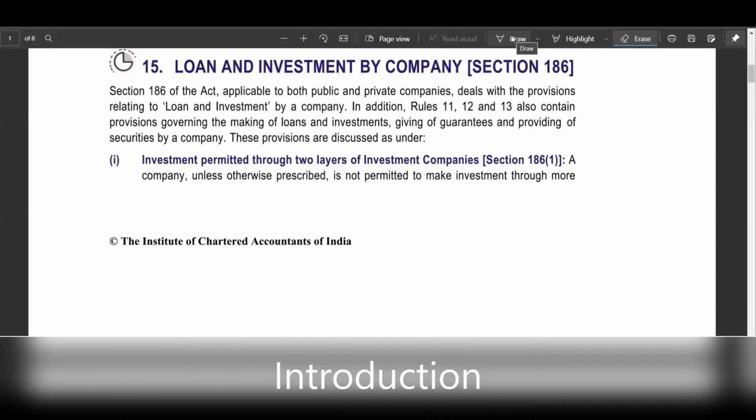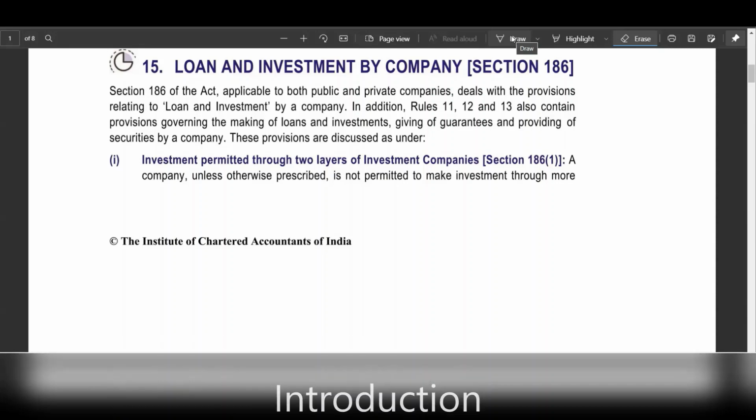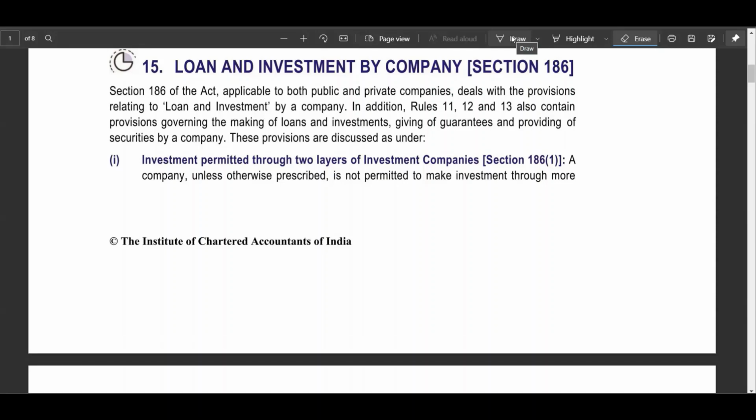So hi everyone, this is CA Akshay Nagpal and we are here to discuss section number 186 today, which talks about loan and investment by company. In this section, there are basically two bifurcations. The first bifurcation is about 186 subsection 1, which talks about the permitted investments. And the second bifurcation is about 186 subsection 2 to 186 subsection 14, which talks about the procedural part.